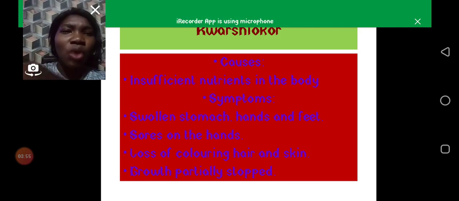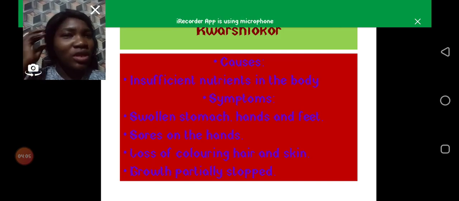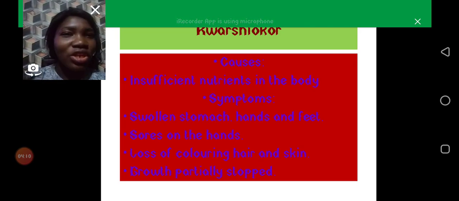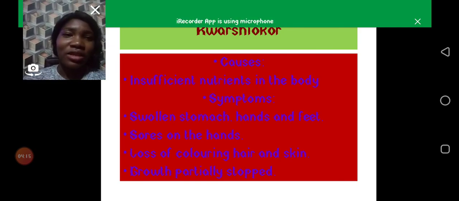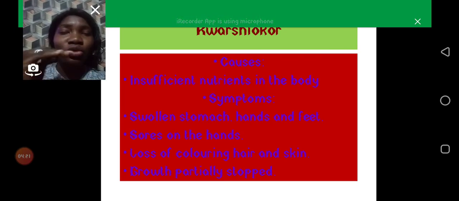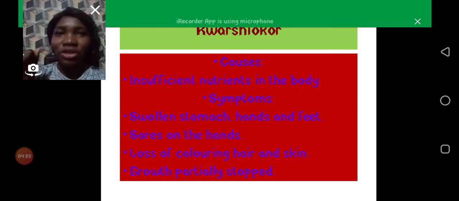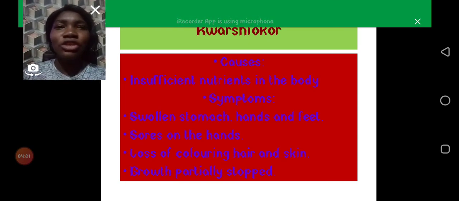He's going to have sores on his hand, then loss of color in hair and skin. If the boy has black hair, you see the color will start changing, and even the skin of the child will start changing. The last thing is growth partially stops, which means that he will stop growing properly the way he is supposed to grow. When you don't eat a balanced diet, definitely you won't grow properly.